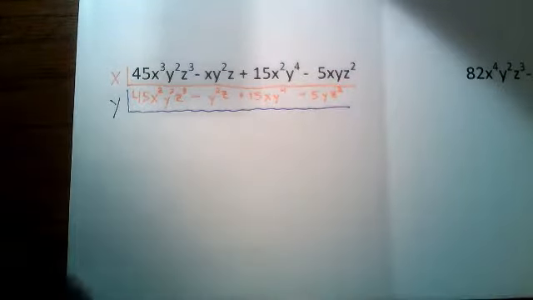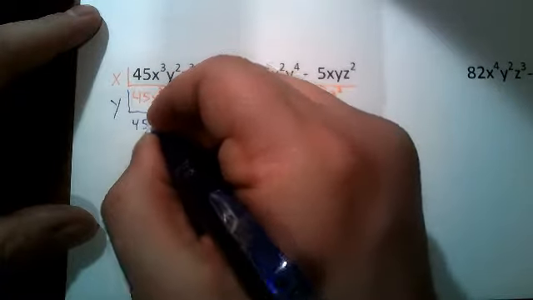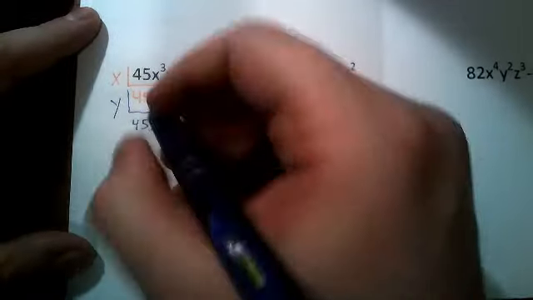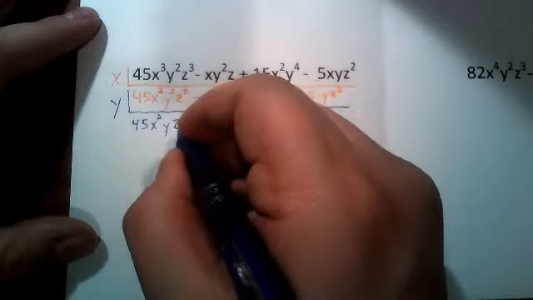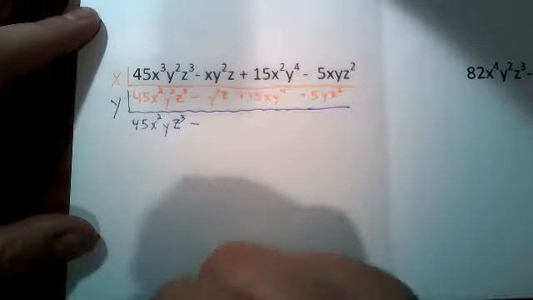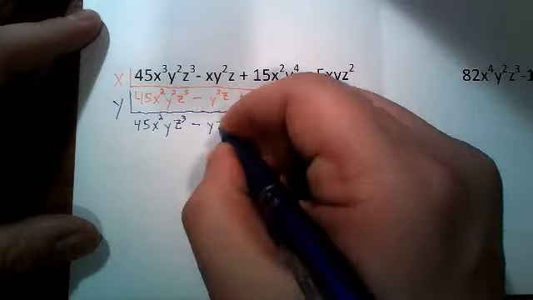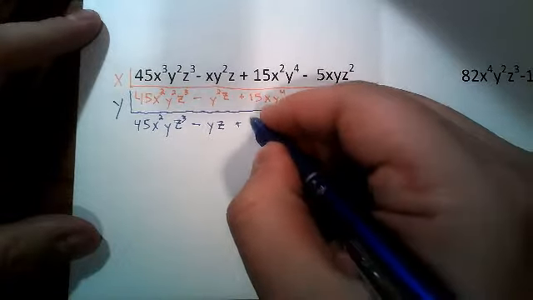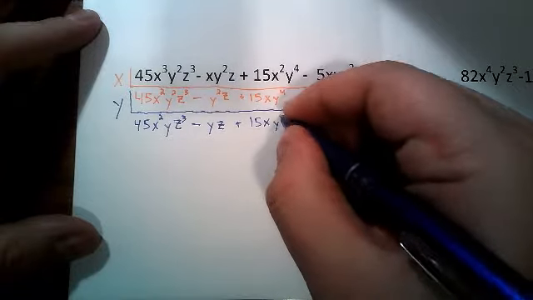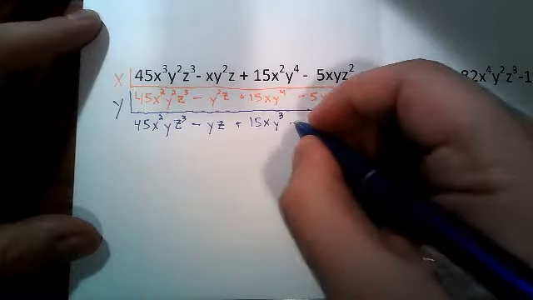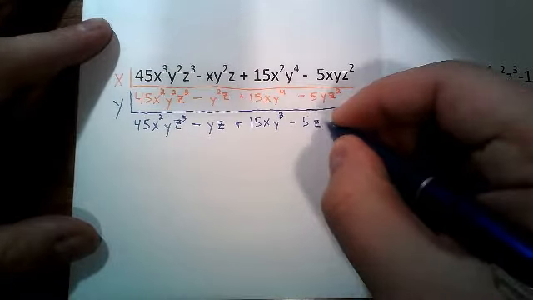And what is the result after I do that? So again, I have 45 x squared. I take out a y from the y squared, I just have y left over. And then z cubed. Minus, I take a y away. This becomes yz, plus 15 x y to the third now, minus 5. Take a y away, and I just have z squared.